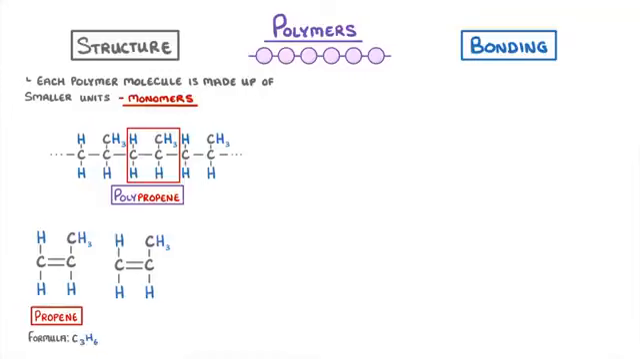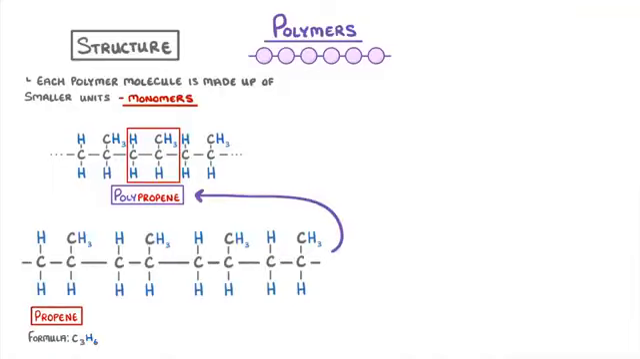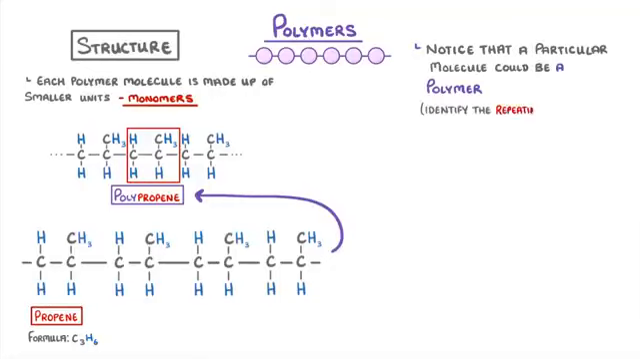And if we line a few of them up, you can see how they could keep adding together again and again until they form a huge polymer chain. Now, the important thing to be able to do is notice that a particular molecule could be a polymer, and identify the repeating monomer.